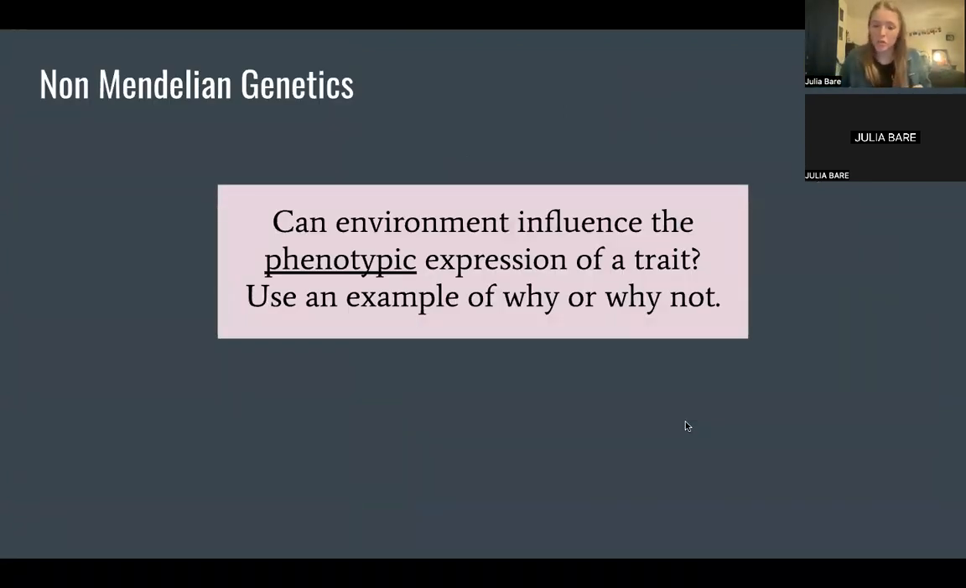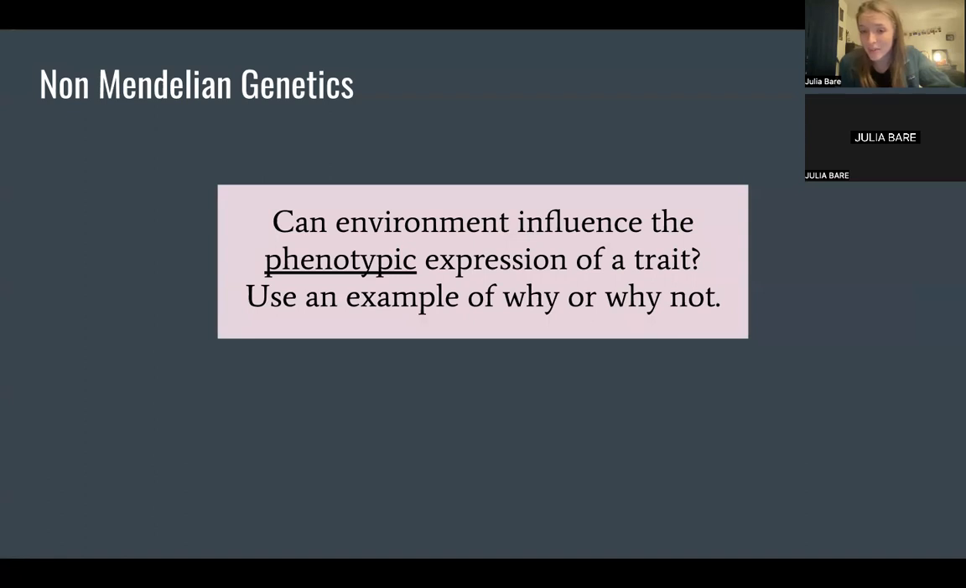Now, in order to address the next example of non-Mendelian genetics, I want you to answer this question. Do you think that your environment can influence the phenotypic expression of a trait? Now, I'm not asking, can your environment influence how you inherit traits? I'm asking, can your environment influence how that trait is expressed? Use an example. Can you think of any?